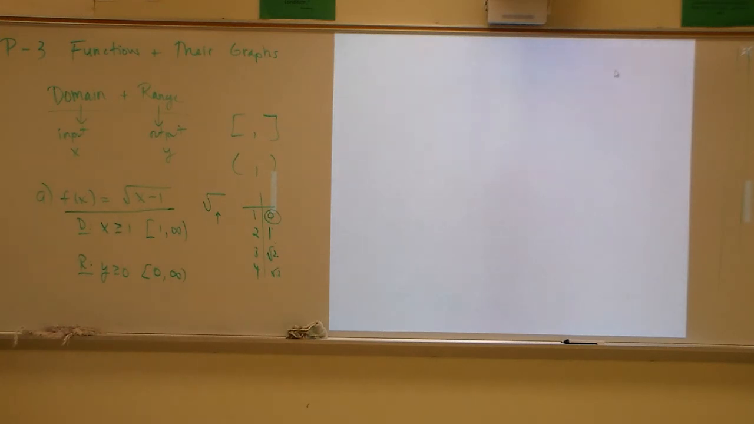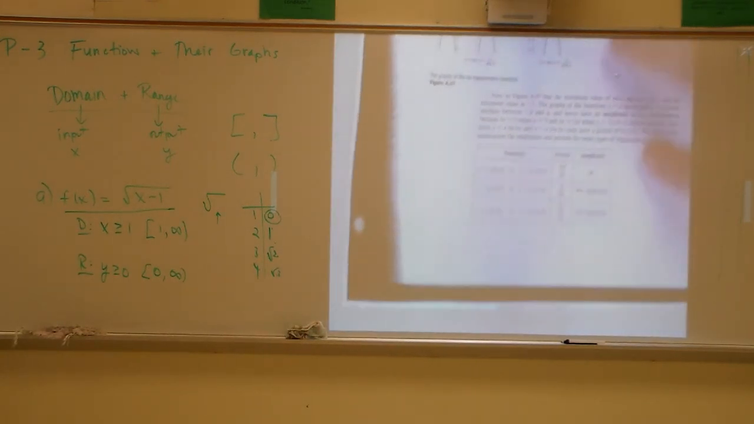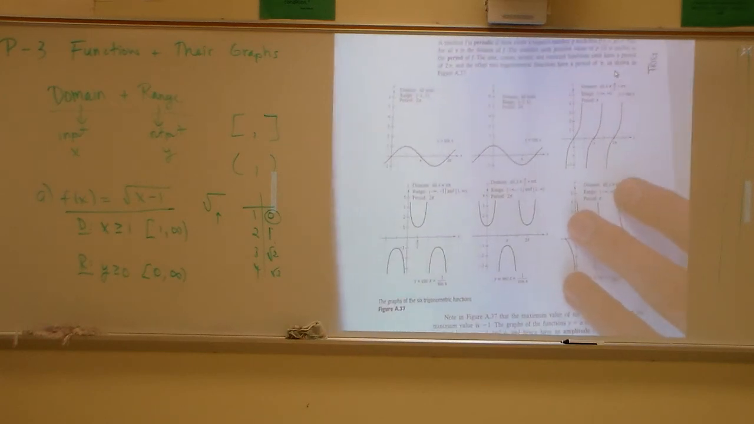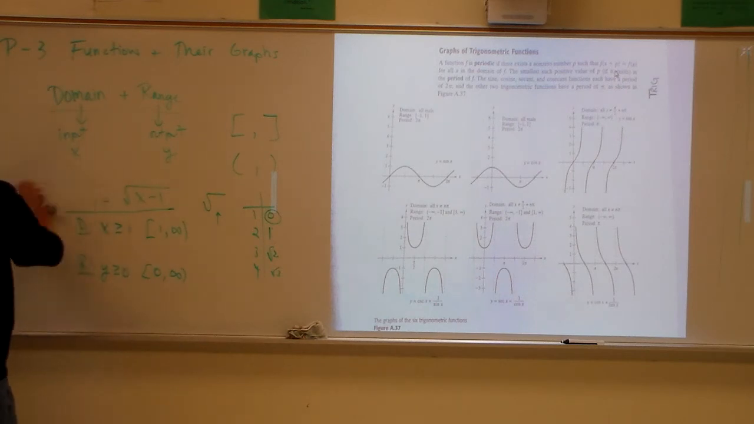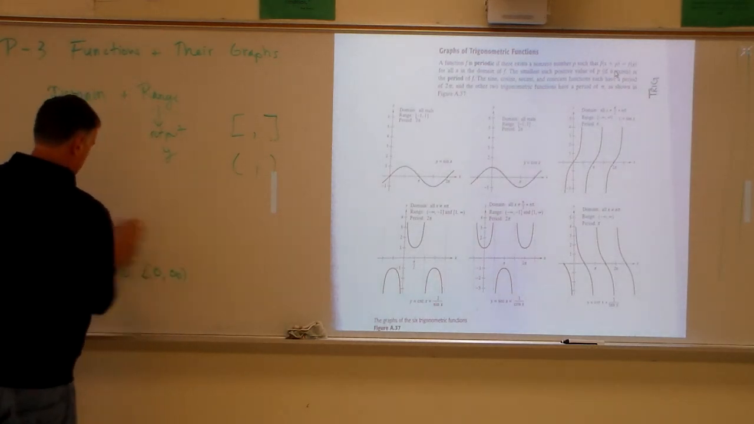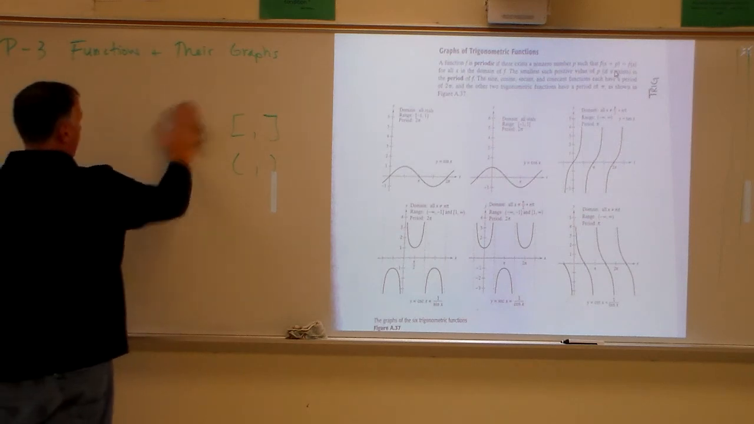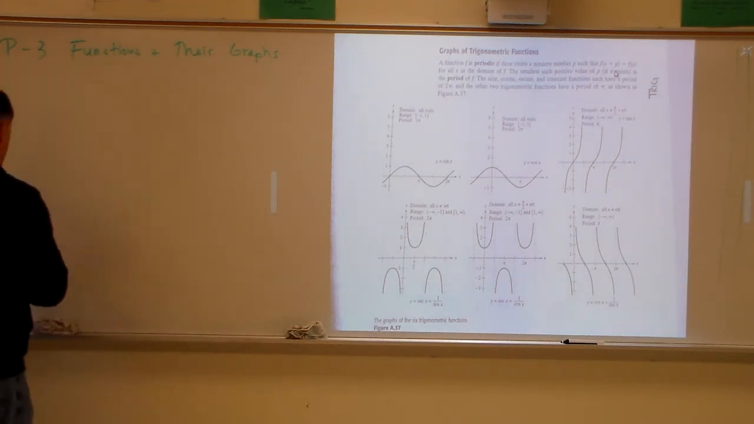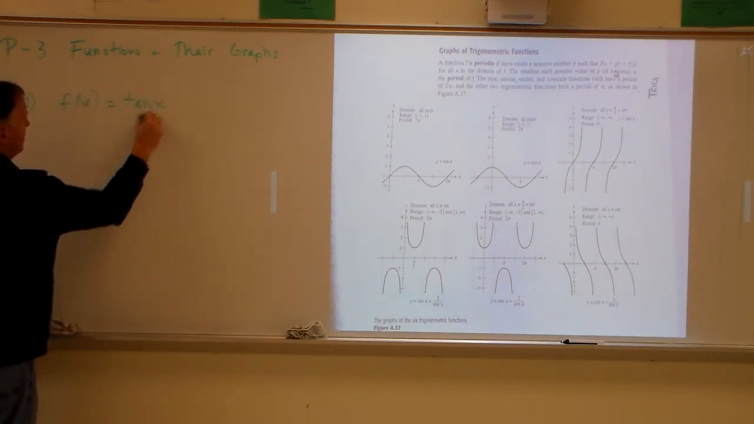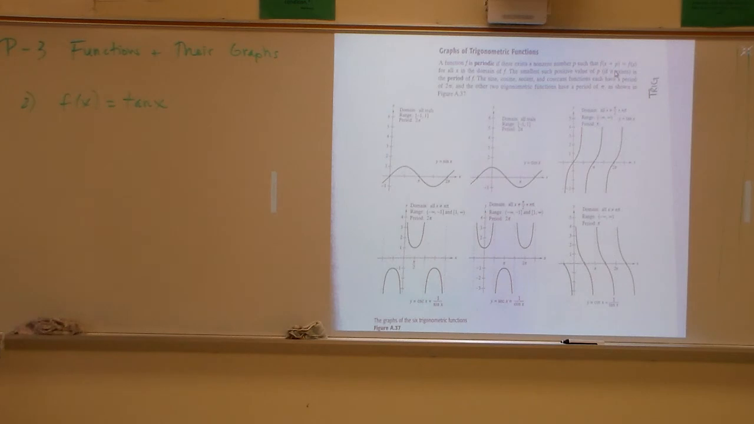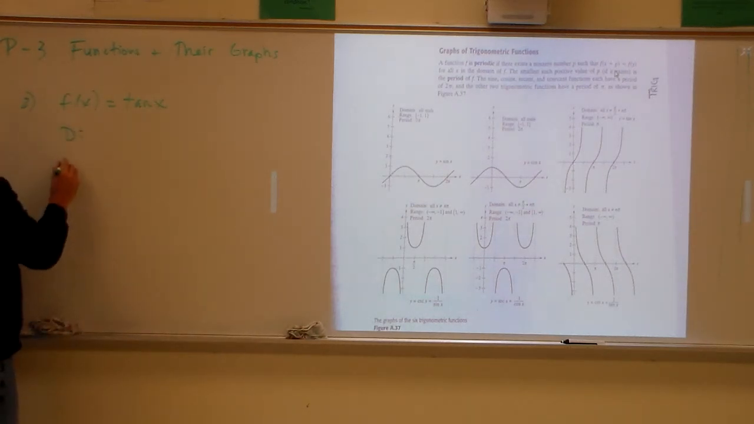The next one is going to involve the appendix on page A23 of your textbook. Graphs of trigonometric functions. So let me erase this. And our next one is going to be number 2. F of x equals the tangent of x. Okay? And we're going to talk about the domain, and we're going to talk about the range.